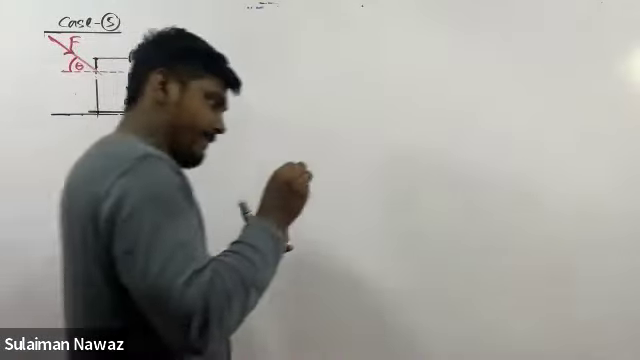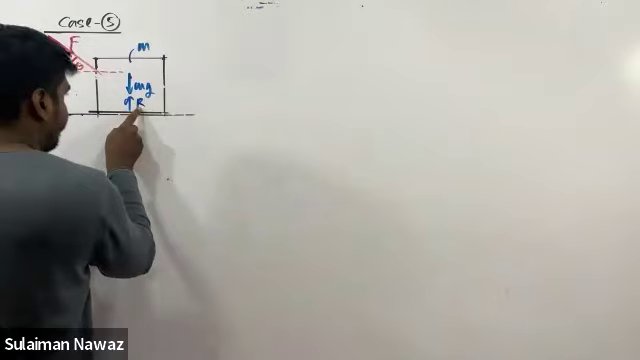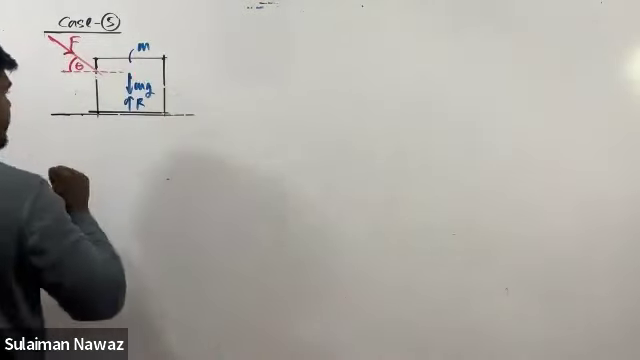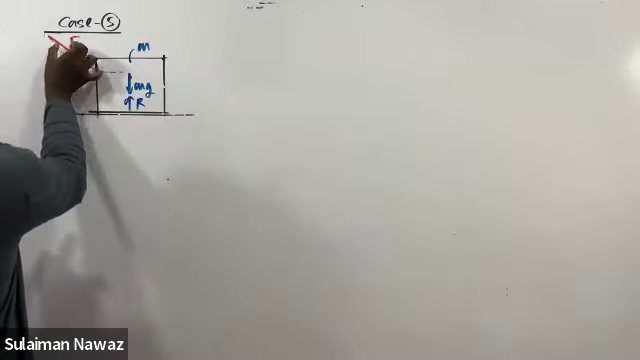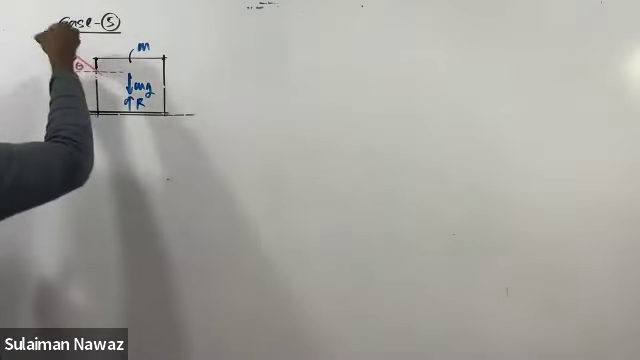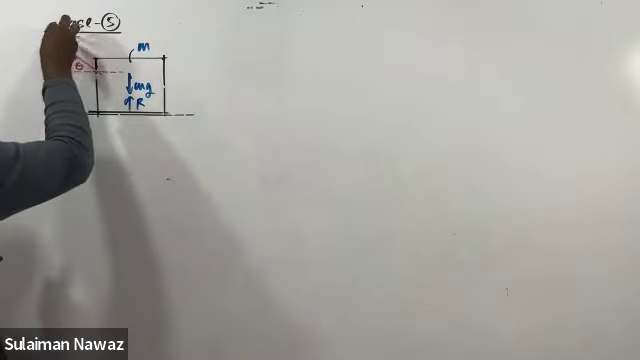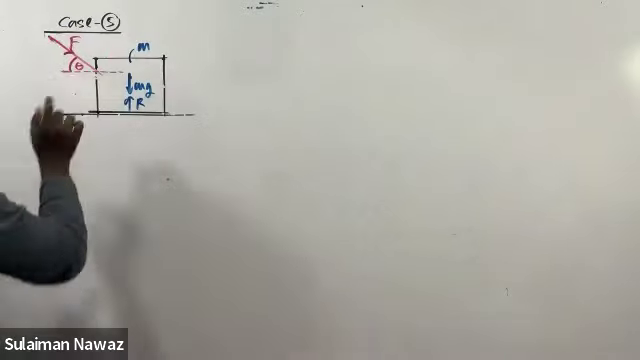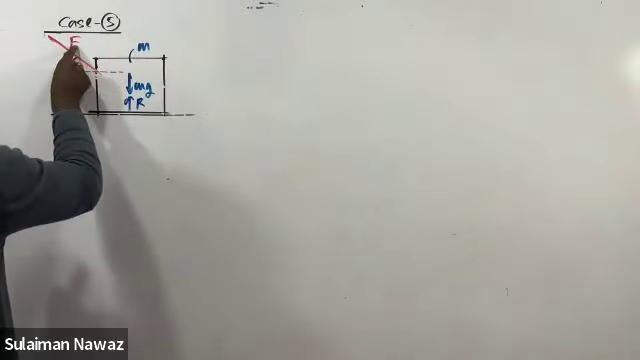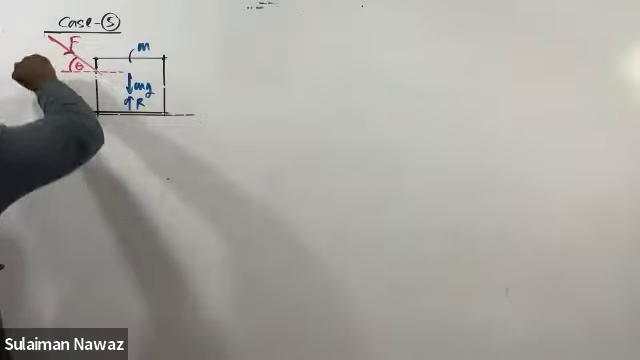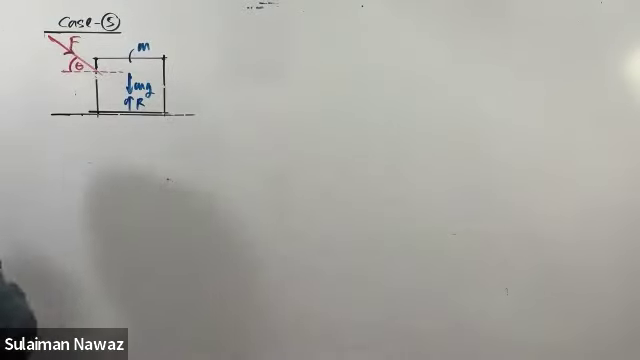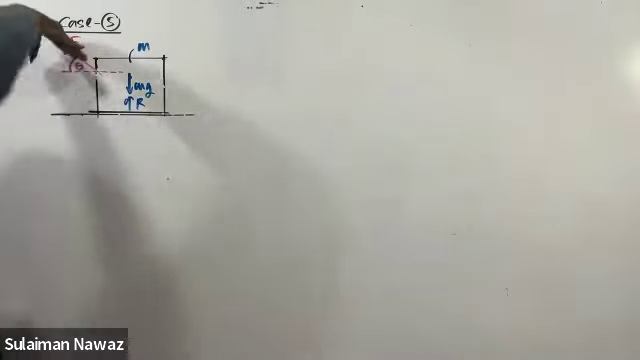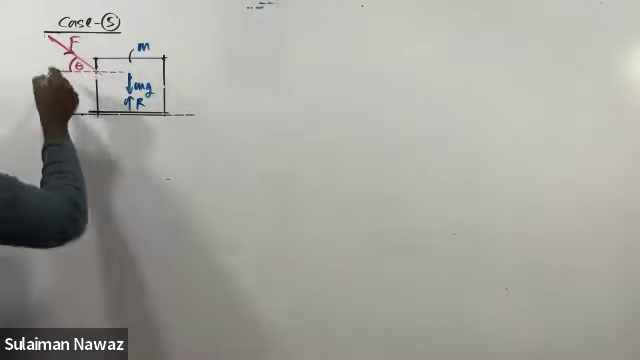Now, when you want to find capital R, mg is a vertical force, but capital F, the external force, is inclined. Therefore, I advise you to resolve capital F into two perpendicular components, horizontal and vertical. Your first step is to resolve capital F into two perpendicular components. What is your horizontal force component? F cos theta.